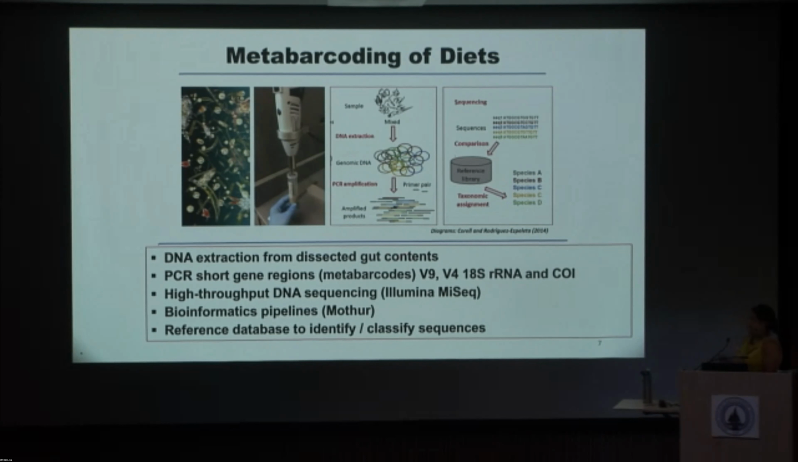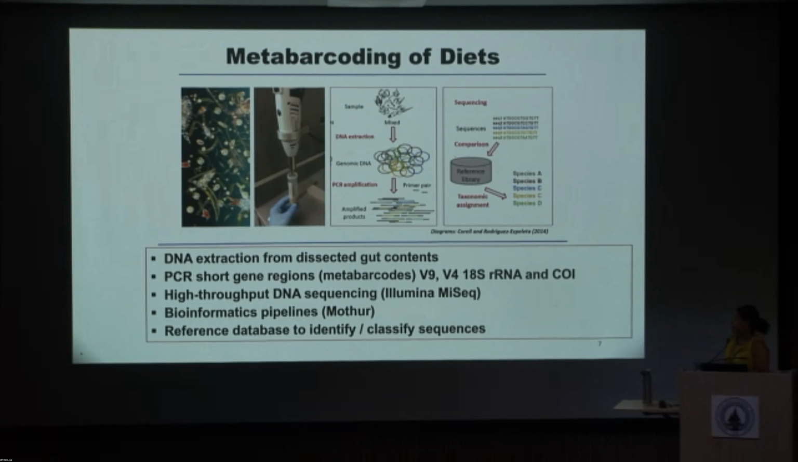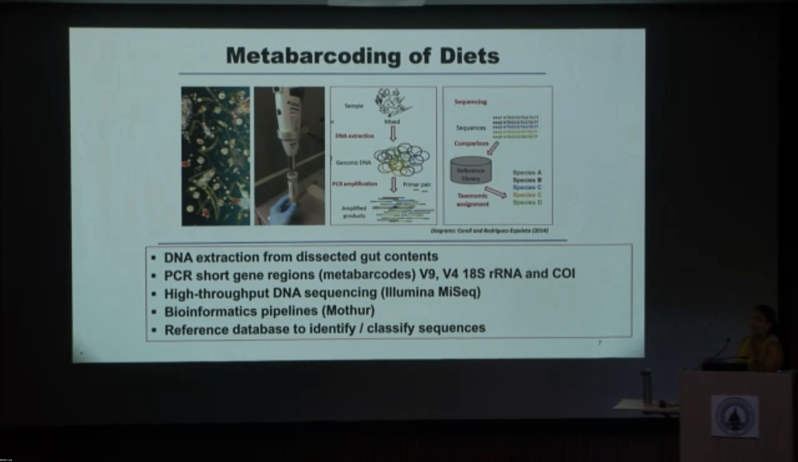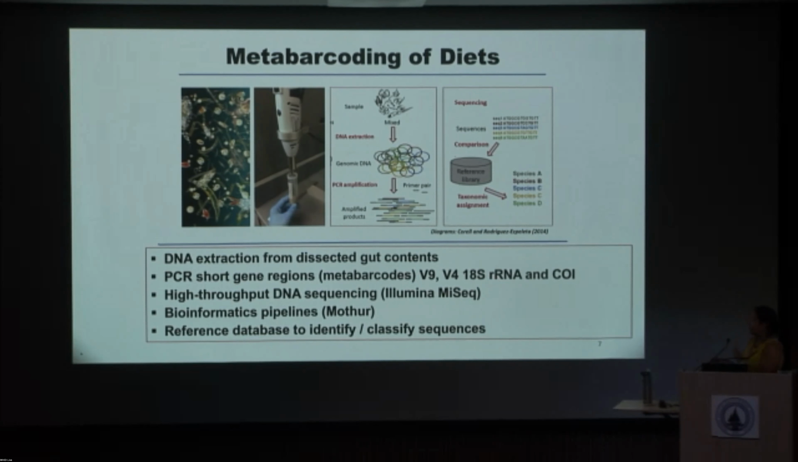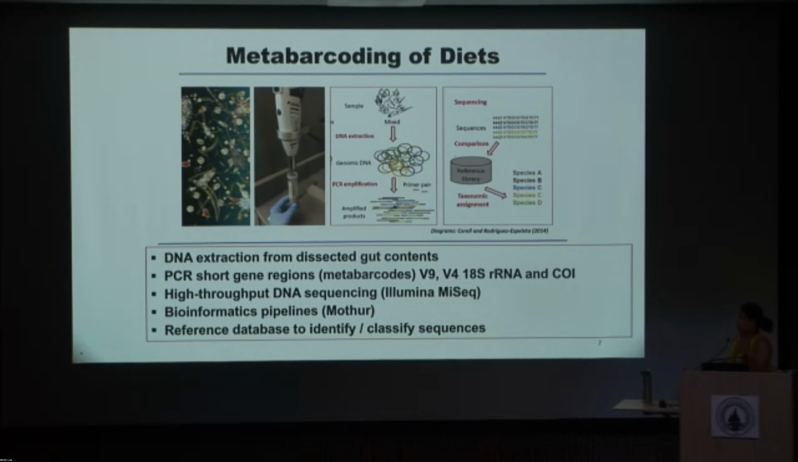And then once we have the DNA, we do PCR, which basically we're making tons and tons of copies of the markers that we're interested in, which are short gene regions of the hypervariable region V9 and V4 of 18S that I just showed you, as well as CO1. Once we have all these multiple copies, we send it to a center where we do high throughput sequencing. So basically we sequence everything that we found in, whether it was a fish gut or a salp gut.